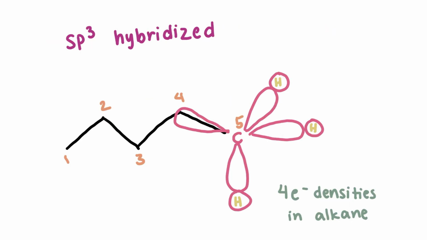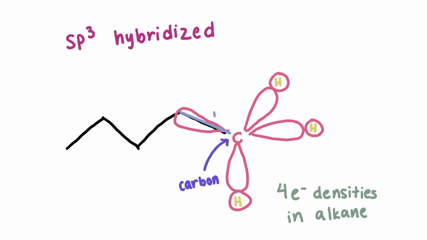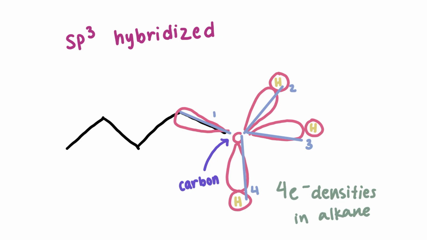This means that each carbon in the molecule forms 4 single sigma bonds, and those bonds are spread out over 4 electron densities. And when I say electron densities, I mean the regions around each carbon where the electrons hang out, not just the number of bonds.